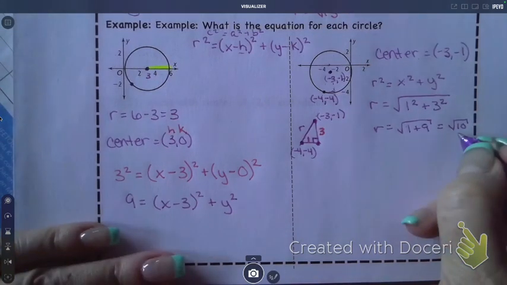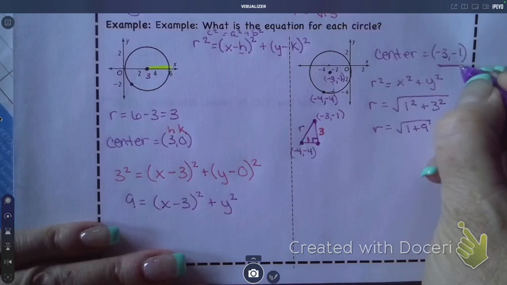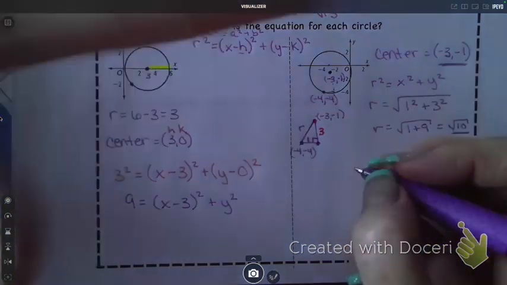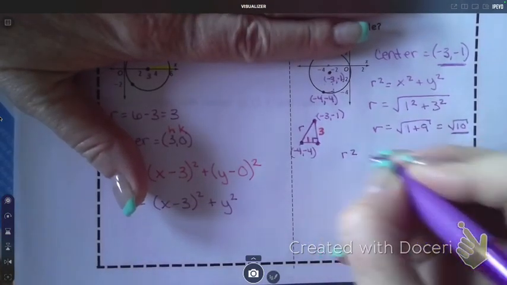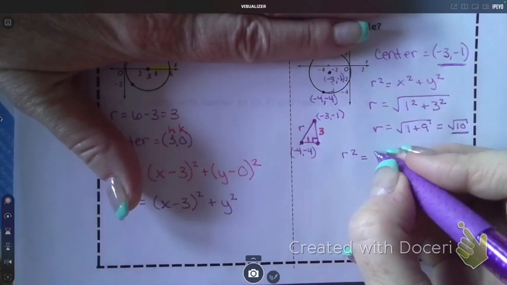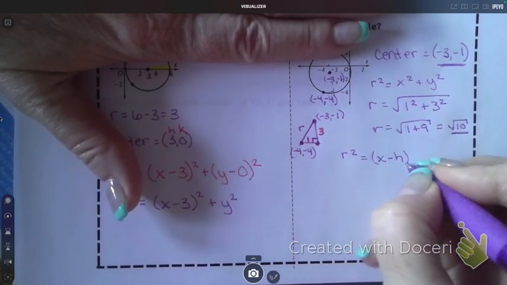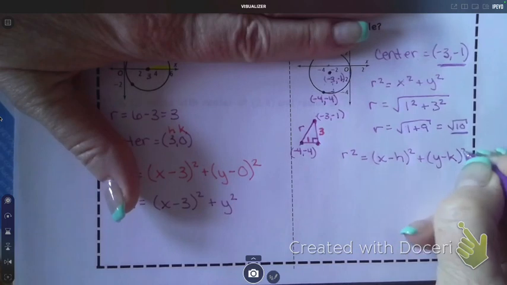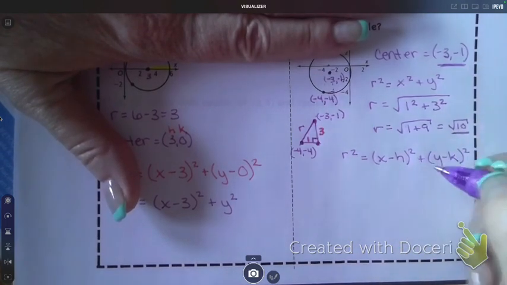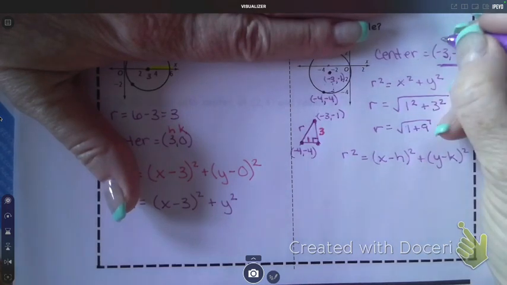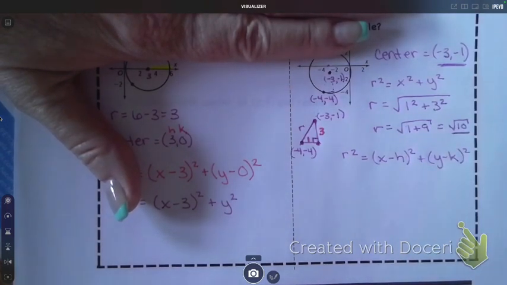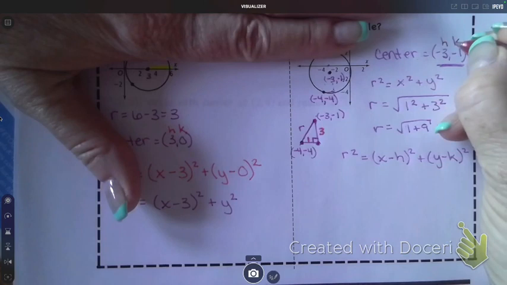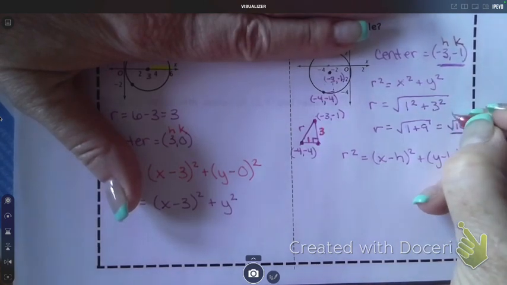So we now have r, and we have our center. Do we have what we need to write my equation? Yes. Okay, so what is my equation again? R squared equals x minus h squared plus y minus k squared. Good job. So -3 is what variable out of this? R, h, or k? H. And -1 is k. And square root of 10 is the radius.